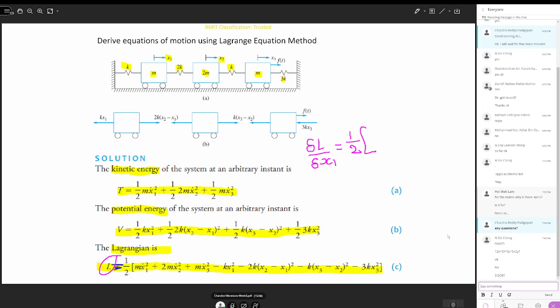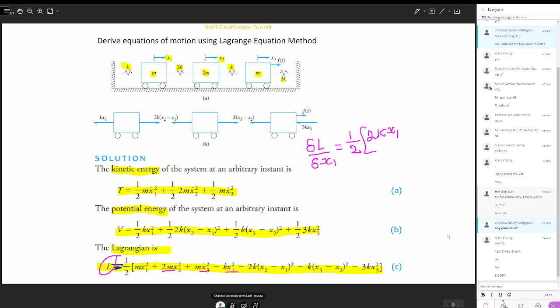Similarly, the differentiation of the second term will be 0. The third term will be 0. But here k x1 square, so this term will give you 2k x1. Okay, so here you will have negative 2k x2, then minus m y, this one is the whole square.